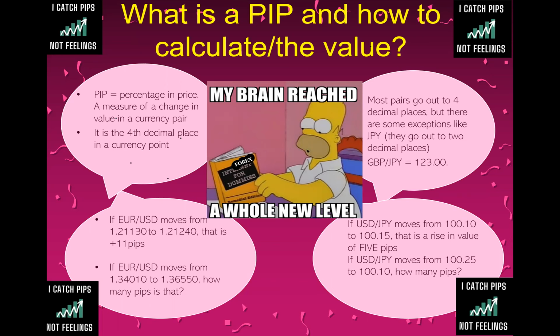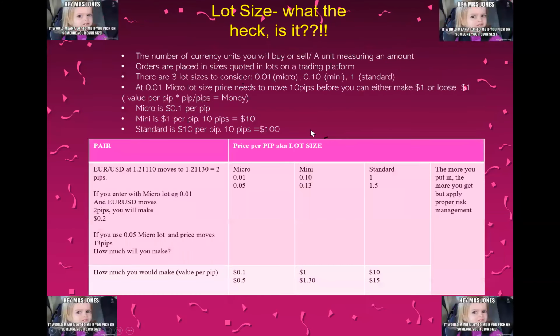I've got 21. Yeah, so that is clear. That is fine. So we move on to the next slide. Okay. So the next slide is about your lot size.